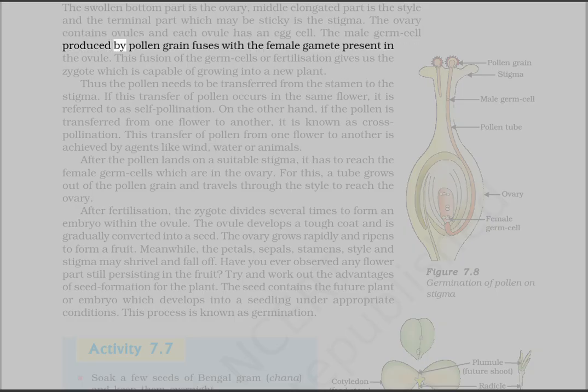The male germ cell produced by pollen grain fuses with the female gamete present in the ovule. This fusion of the germ cells or fertilization gives us the zygote, which is capable of growing into a new plant. Thus the pollen needs to be transferred from the stamen to the stigma. If this transfer of pollen occurs in the same flower, it is referred to as self-pollination. On the other hand, if the pollen is transferred from one flower to another, it is known as cross-pollination. This transfer of pollen from one flower to another is achieved by agents like wind, water, or animals. After the pollen lands on a suitable stigma, it has to reach the female germ cells which are in the ovary. For this, a tube grows out of the pollen grain and travels through the style to reach the ovary.